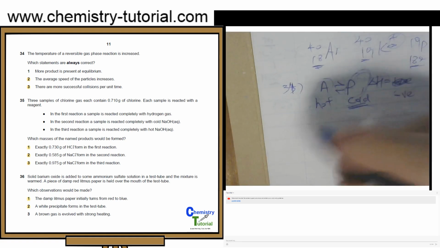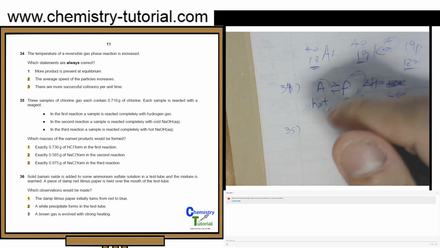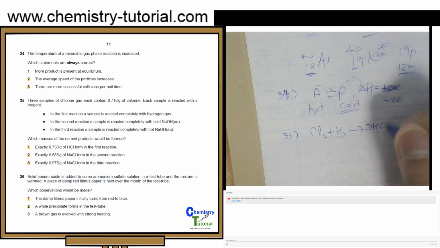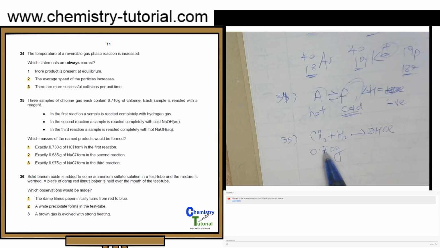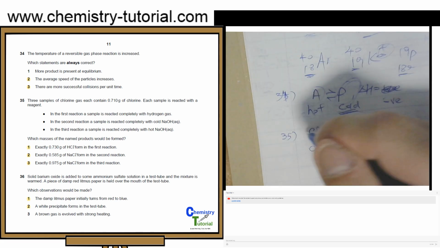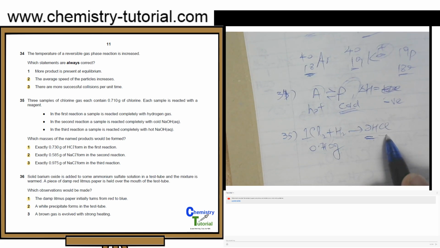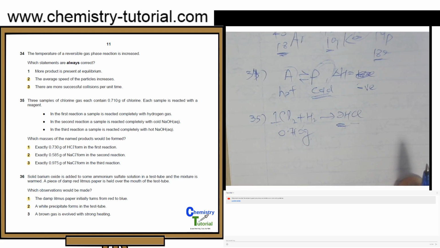For question 35, Cl2 plus H2 to produce 2 moles of HCl. Now we have 0.710 grams of Cl2. So what you need to do is mass over Mr: 0.710 divided by 35.5. Because it's a 1:2 ratio, once you know the moles of Cl2, multiply by 2, multiply by the mass of HCl, and you'll be able to get exactly 0.730 grams of HCl in the first reaction. So statement 1 is correct.